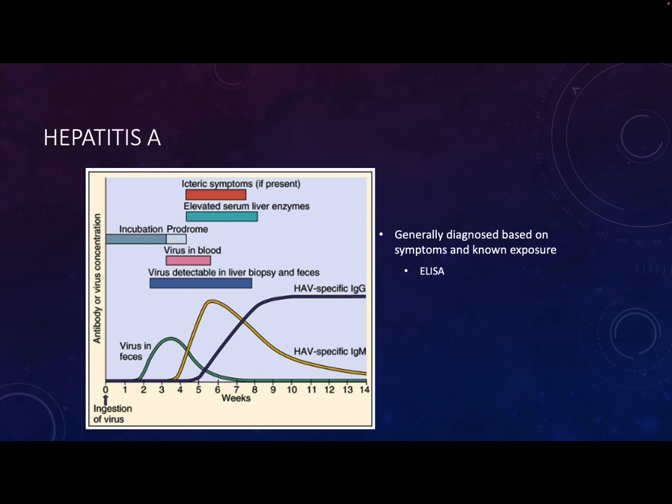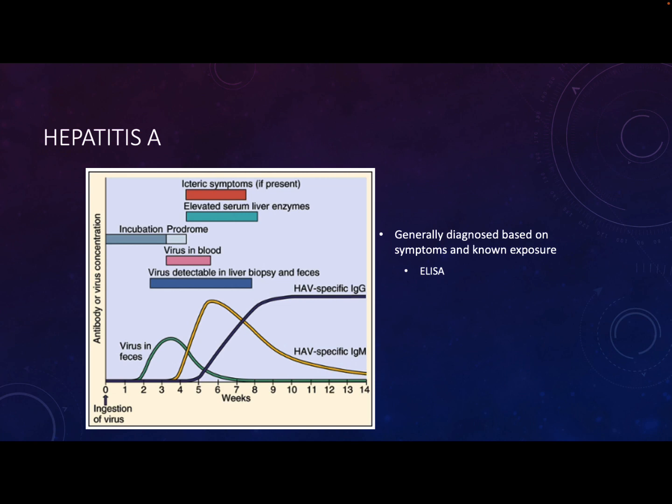So what we see, ingestion of virus, within a couple of weeks, you have virus in the feces, and then you'll develop the viral specific antibodies. The incubation period is generally a couple of weeks. You can have elevated serum liver enzymes and the icteric symptoms. So icteric symptoms basically means jaundice, you turn yellow.